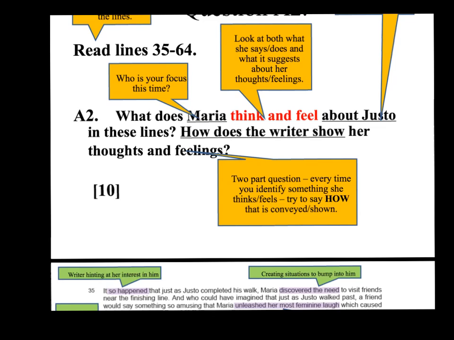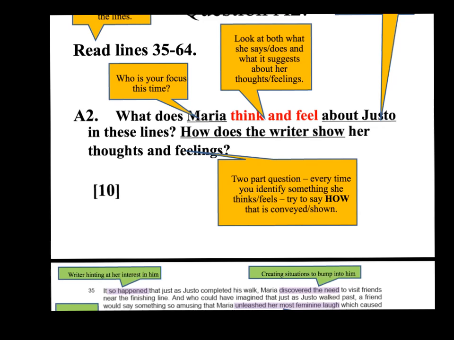So that's the first part of the question. The second part of the question is, how does the writer show her thoughts and feelings? So it's a two-part question. Every time you identify something she thinks and feels, try to show how that thought or that feeling is conveyed or shown by the writer. So let's have a look at the section. It starts on this slide.